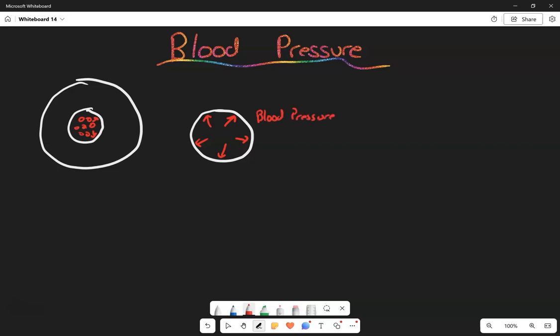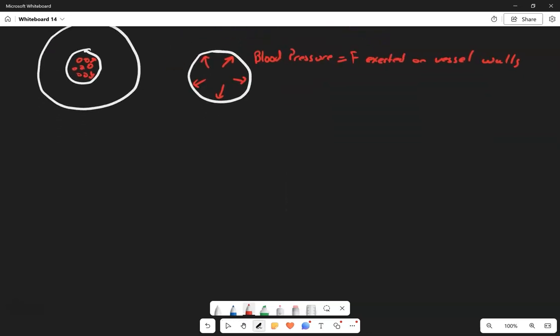So in other words, our blood pressure is equal to the force exerted on the vessel walls. Remember that when we looked at the cardiovascular system, we had blood flow throughout the circulation, and we had our arteries, starting with the aorta. We had our arterioles. We had the capillaries. We had the venules, and then we had the veins, ending with the vena cava.